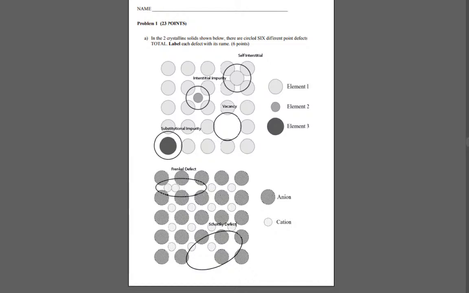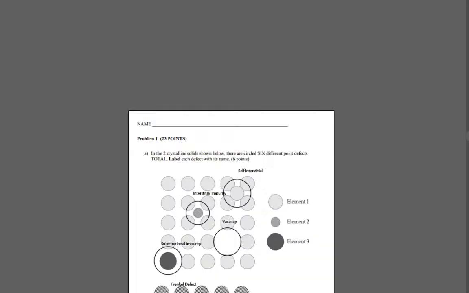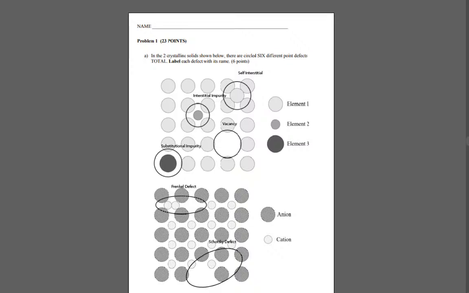This guy actually just removes the anion and the cation, just to make sure that the ionic solid is still balanced. So that's for problem 1A.